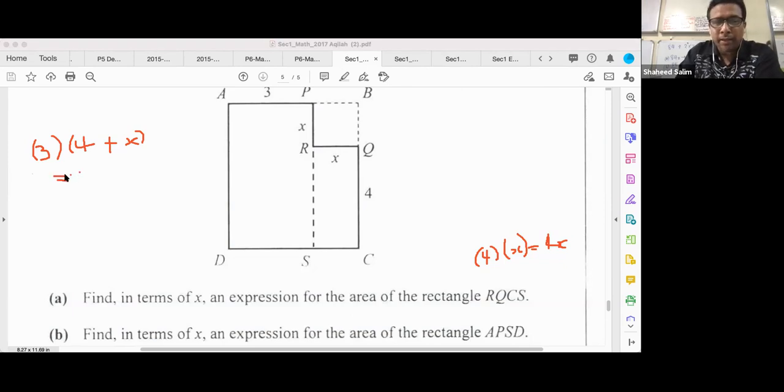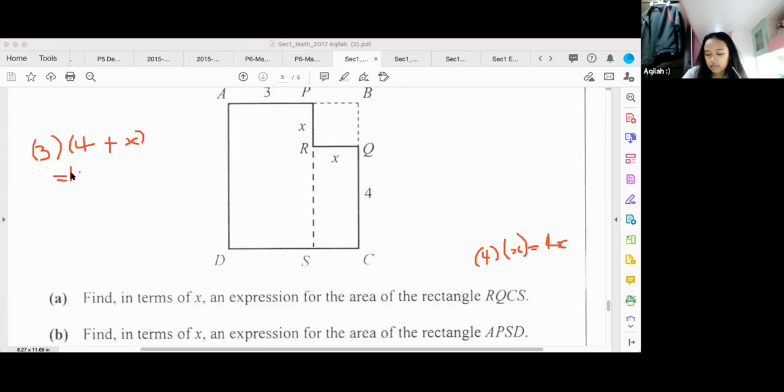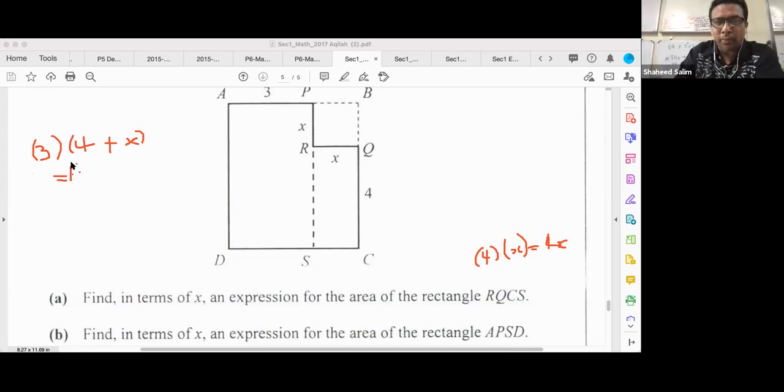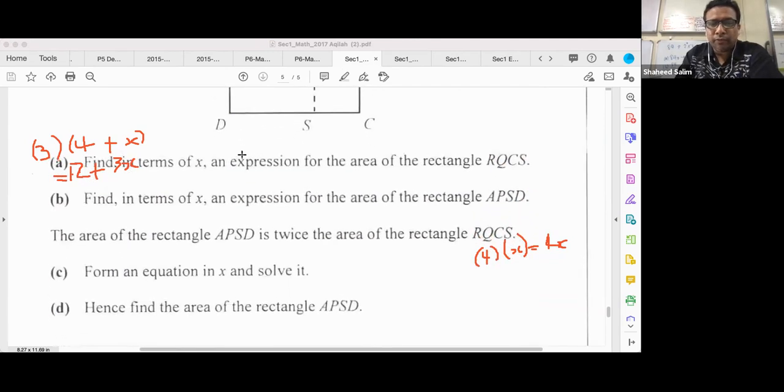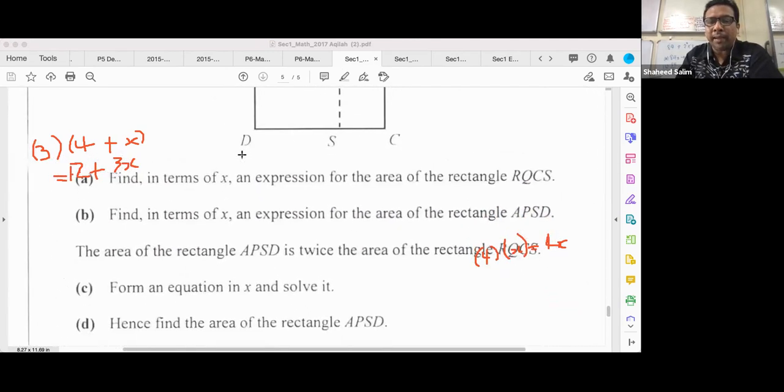Are we okay? But you may still be confused when. Okay, later we look at a different question. 12 plus 3x. Okay, good. Okay, now the last one. The last one is D. So okay, let us see what happened in D. Find the area of APSD.